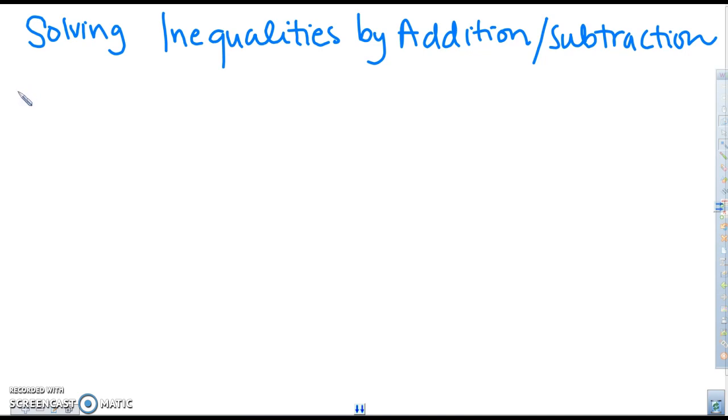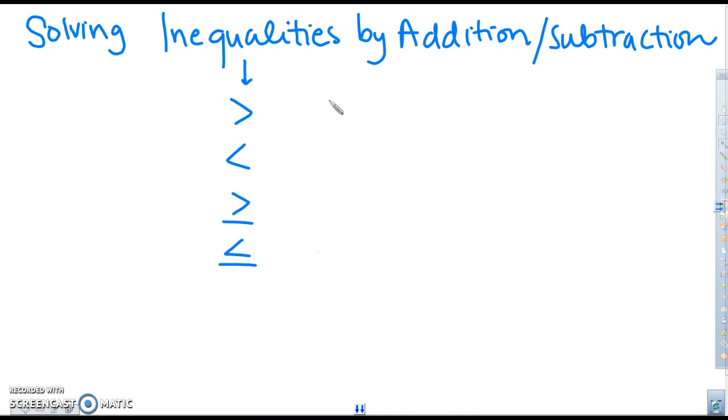The first thing, I guess, is what is an inequality? We know inequalities have signs greater than, less than, but they also have signs like greater than or equal to, less than or equal to. Anything with those symbols is an inequality.